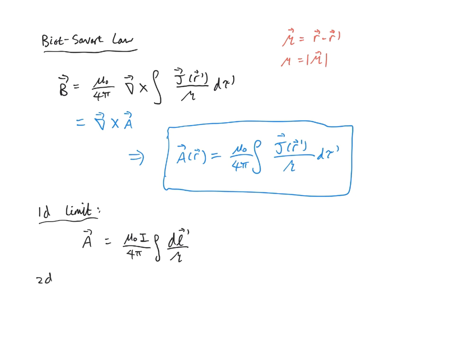Similarly, in 2D, the vector potential again can be just written in terms of the integral over an area, this time, of the current density in 2D, K. Again, now integrated over the area. Okay, so that's pretty straightforward.